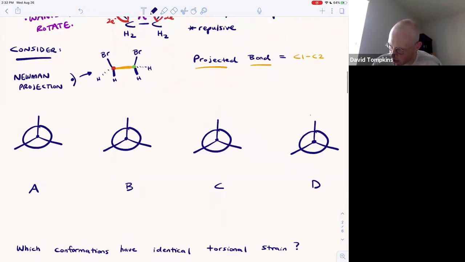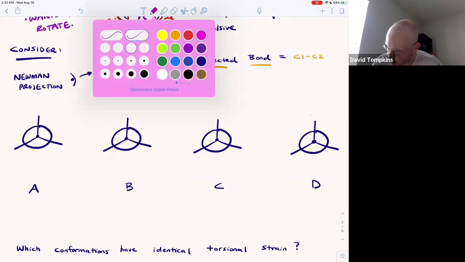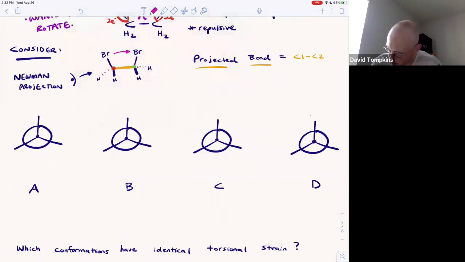And currently, we have the bromines exactly parallel with one another, or there's a 0-degree dihedral angle between the carbon-bromine bonds. So this is said to be an eclipsed conformation, or those two bonds are eclipsing one another.